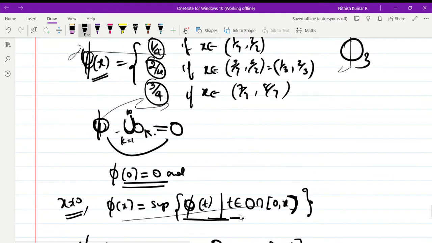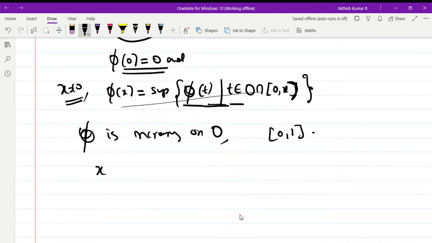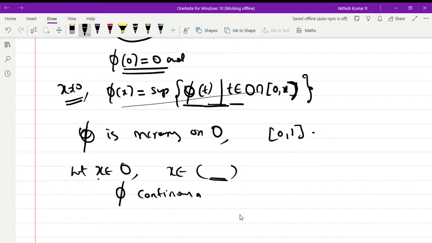Now for each point x belonging to O, x is in an open interval on which phi is constant. So let x belong to O, then x will be in one of the open intervals. Now in this interval my phi is constant. So phi is continuous at this x. So we can say that phi is continuous on all of O, at every point of O.